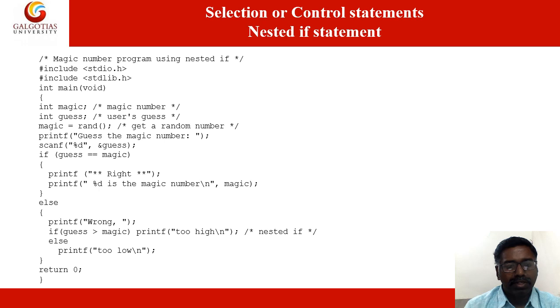In the else part, you can see it is going to print that the value is wrong, and then again we are having an if statement. In that if statement, again we are having a true statement and also a false statement for that. Here we are going to guess whether the guess number is greater than magic or less than magic, so that we are going to take another branch of statement here. This is called one if statement targeting another if statement in its true part or else part. That constitutes a concept called nested if.